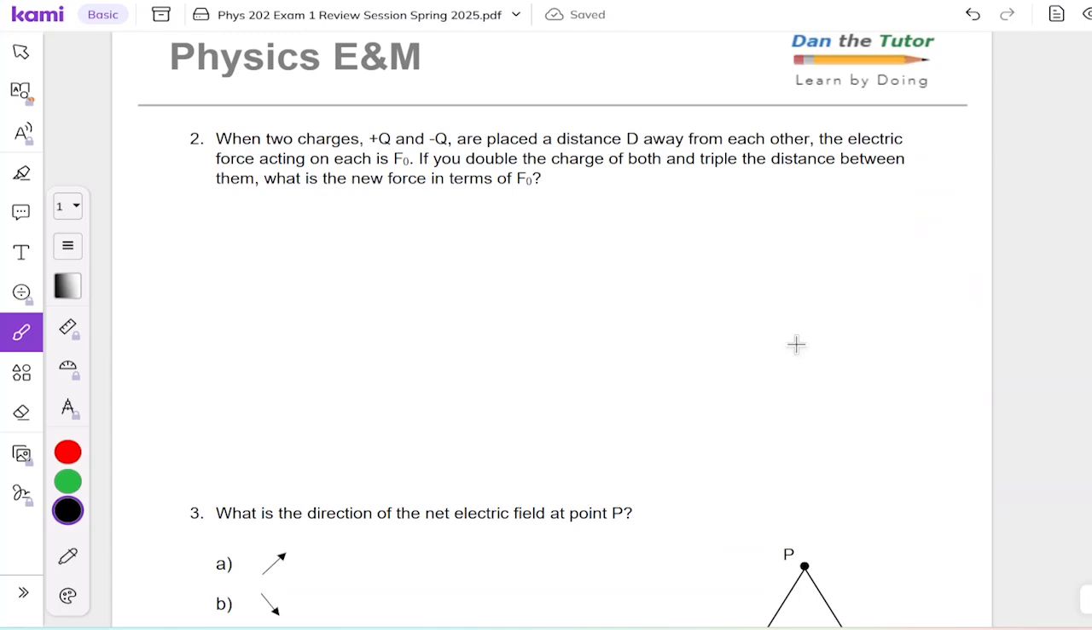When two charges, positive q and negative q, are placed a distance d away from each other, the electric force acting on them is F naught. If you double the charge of both and triple the distance between them, what is the new force in terms of F naught? So hopefully you've seen problems like this before, especially in Physics 1. I like to call these problems comparison problems. In this case, we're starting with F naught, which is like the original. We're changing some things around, and then we're comparing the new force to the old force.